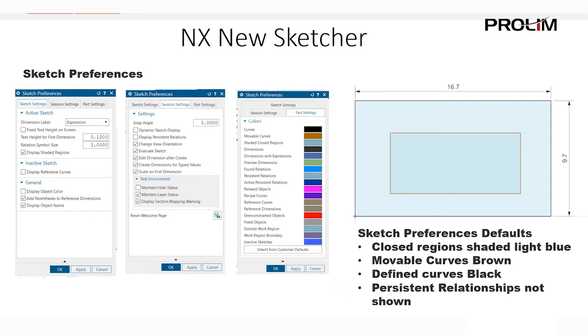Another change you may notice right away, these dimensions do not have an attribute or expression. These expressions have been turned off. Not every dimension needs an expression. You can turn these expressions on real easy. This allows you to make a cleaner sketch and not have a million expressions to go through when you're trying to make, for example, a part family.